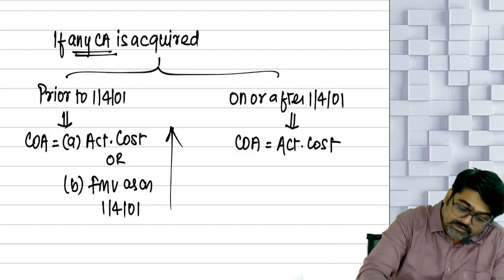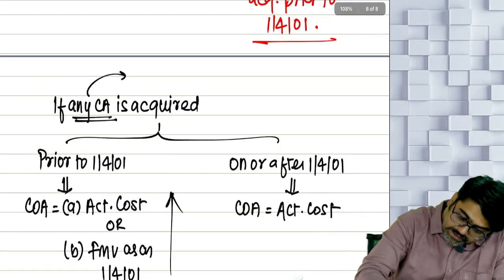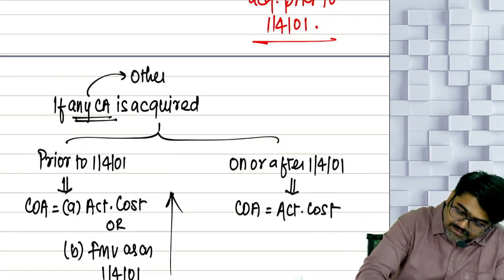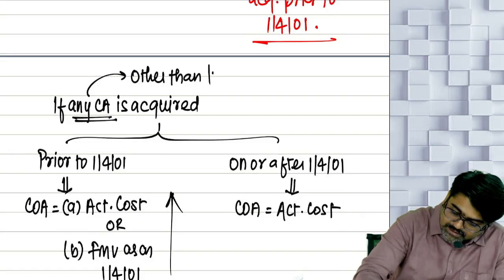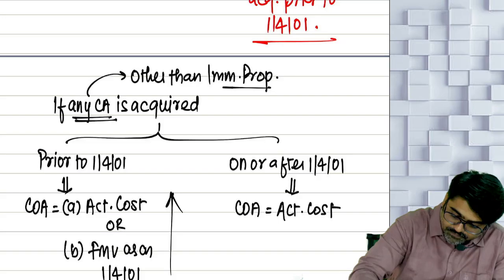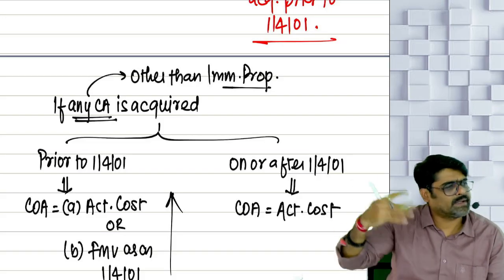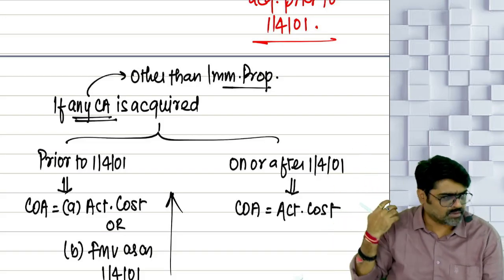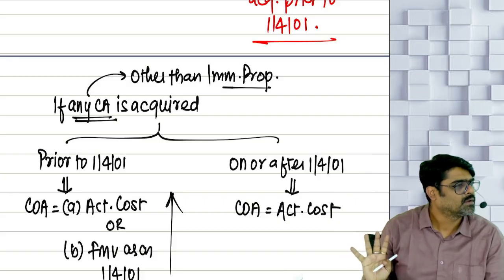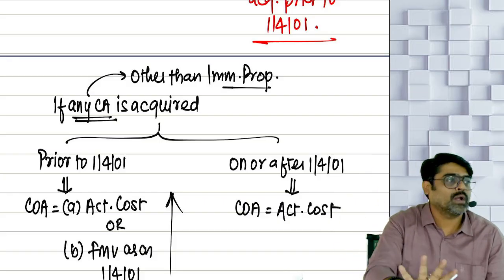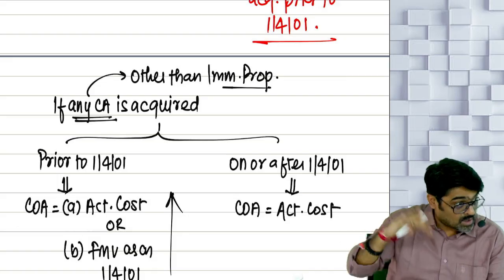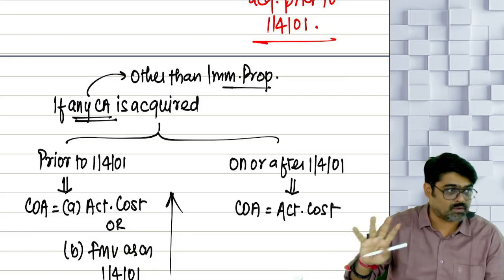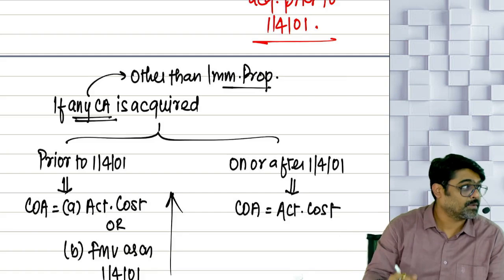But wait, this is in the case of any capital asset other than immovable property. We are not talking about intangibles. Intangibles, we are not going to do all these things. Yes or no? We are going to do this for all assets. But in all assets also, immovable property, you are not going to do this. Then what are you going to do?